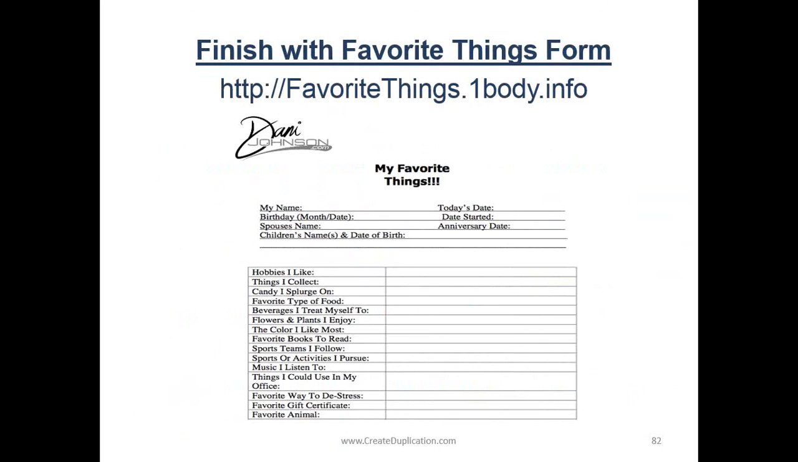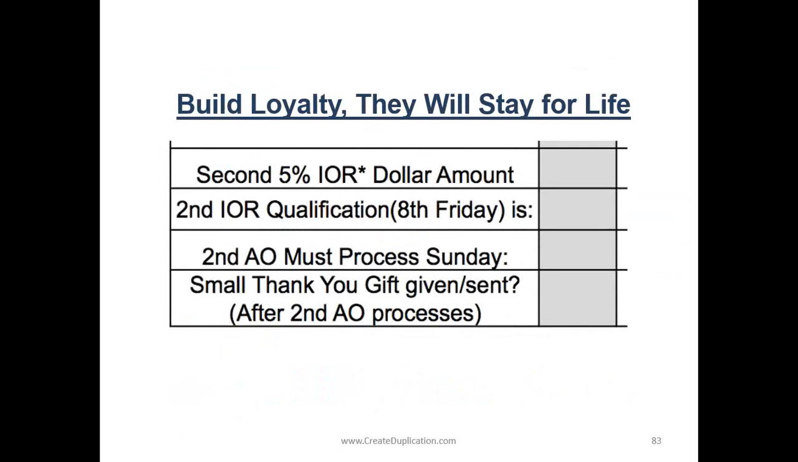So then you have to follow through. You got to track. You got to know when her second auto order is and be ready to buy her something. I usually get them like $10 Starbucks gift cards or just different things, nothing huge, but just to show that I appreciate that they're a consistent client. And build loyalty. They're going to stay for life.